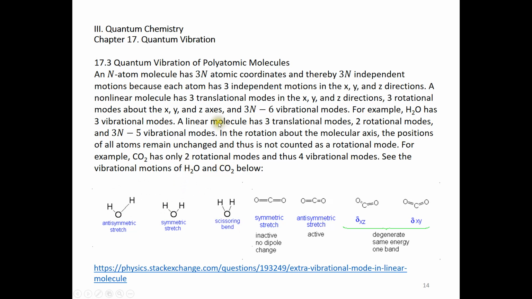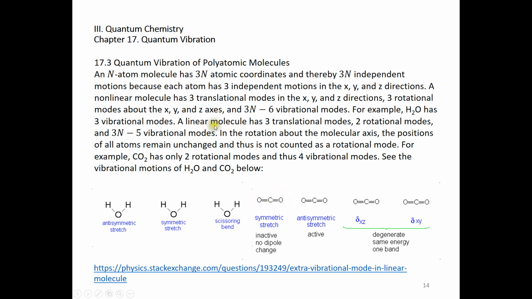Now let's look at a linear molecule. If you have a linear molecule, still there are 3 translational motions, but only 2 rotational motions, because there are only 2 rotational axes. Let's look at CO2 as an example. Again, this CO2 may rotate about 2 of the 3 rotational axes. The last one, the molecular axis, does not count. This CO2 does not rotate about its own molecular axis.